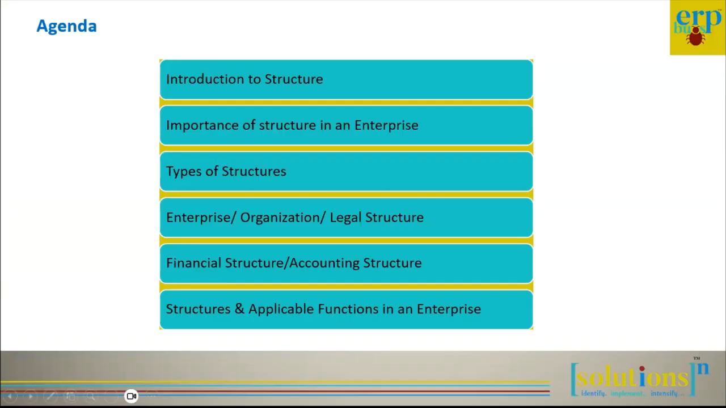So this is the agenda for today. We'll see what exactly the structure is. Then we will see what is the importance of a structure for an enterprise, then different types of structure, then what exactly the enterprise structure or organization structure or legal structure. Then we will look at what is financial structure or accounting structure, and then different other structures that are useful in ERP system and their applicable functionalities within an enterprise or enterprise resource planning.